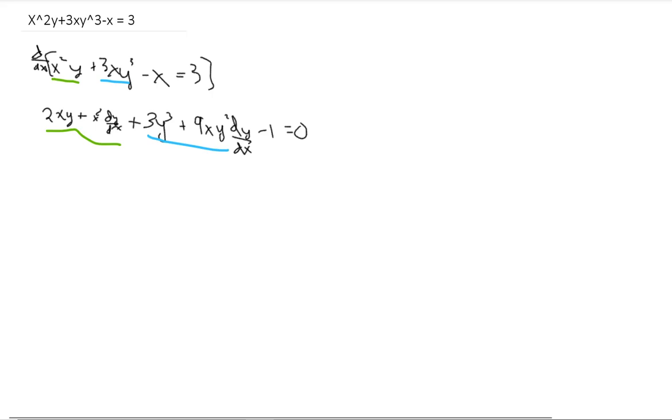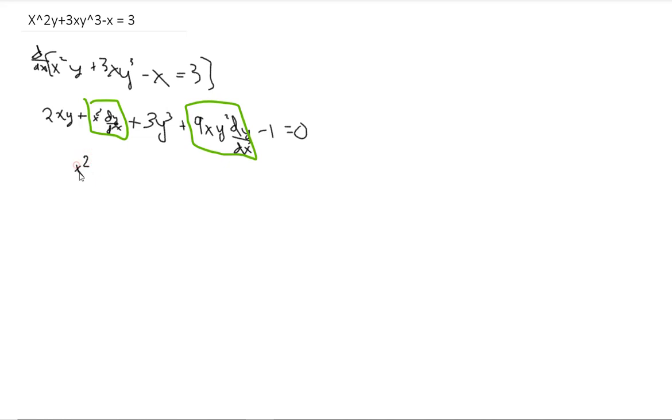So I'll go ahead and get rid of these underlines for now. If you notice, you have a dy/dx in this term, and you have a dy/dx in this term. So you want to keep these on the left side and move everything else to the right side. So let's go ahead and rewrite. We have x squared dy/dx plus 9xy squared dy/dx.